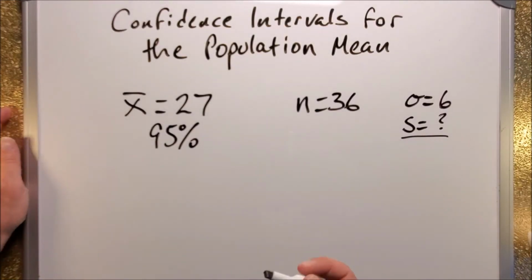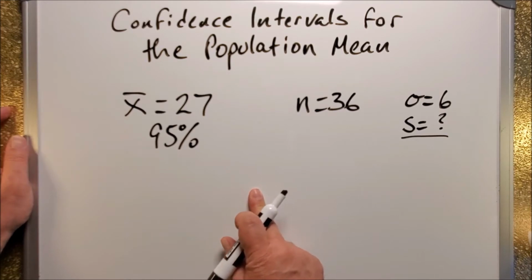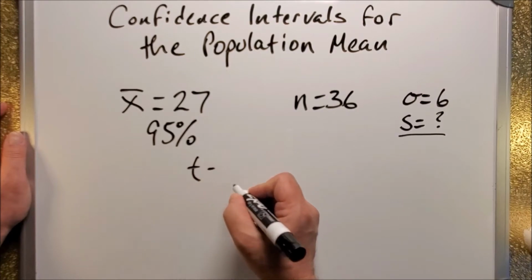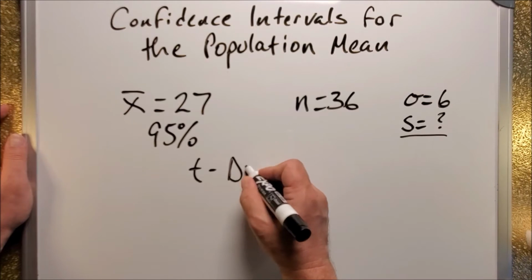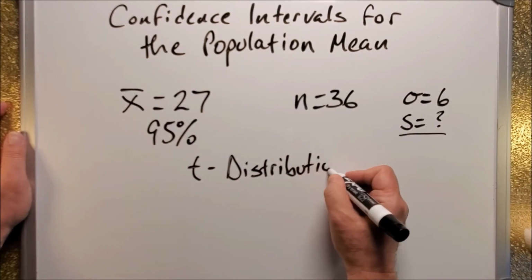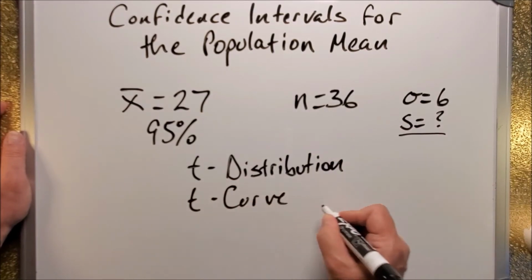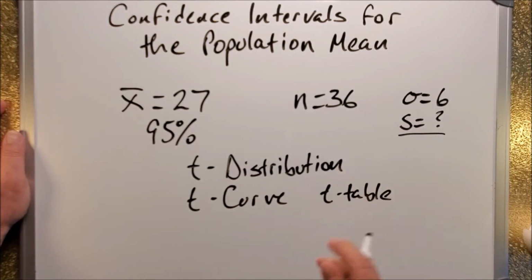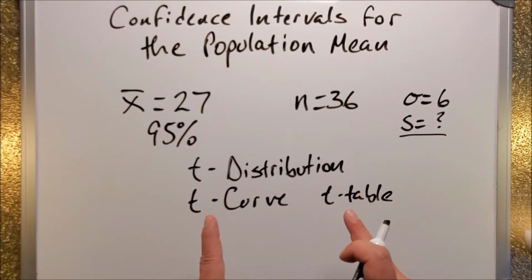So I'm actually talking about a cousin of the normal distribution that we've talked about so many times, the z distribution. And this closely related curve is called the t distribution or t curve. And you look up values for it on a t table. It's all using lowercase t. You're going to look up those values on a t table. And this is a curve that is very closely related to the normal distribution.